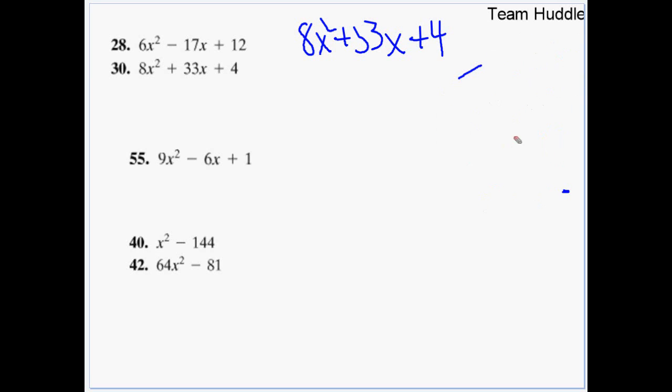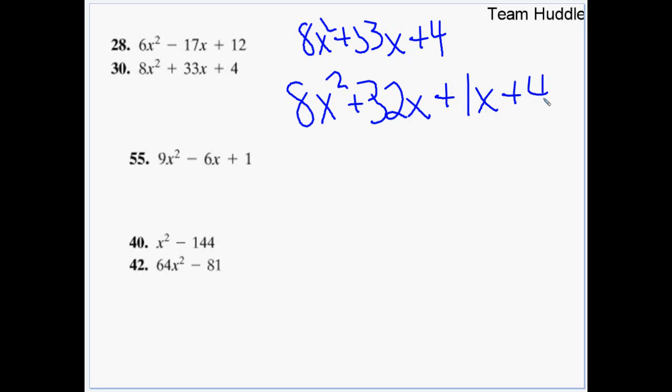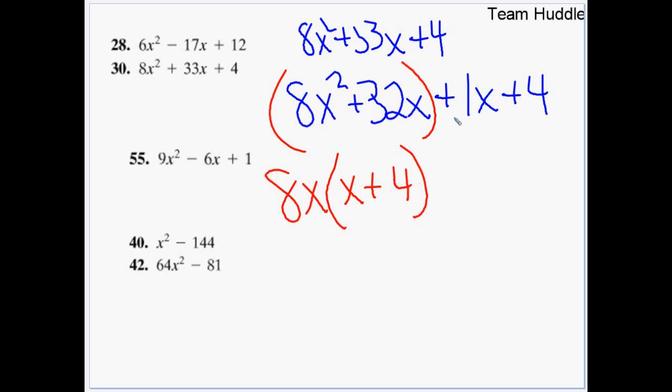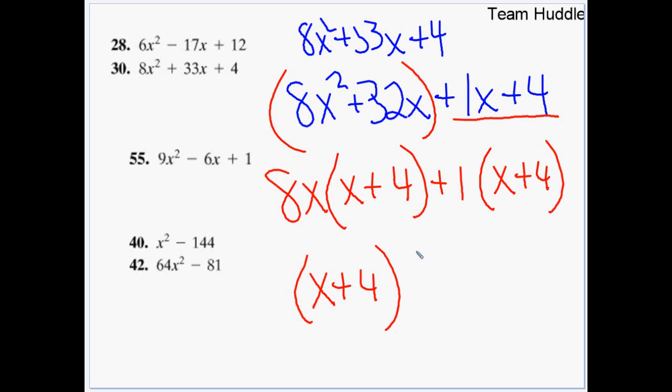So since this 8 is first, I'm probably going to want to pair it up with the 32x. 8x squared plus 32x, and then I have my plus 1x and plus 4. Because 8 and 32 have that common factor, that's why I put the 32 first. So we can factor out an 8x, leaving x plus 4. And then here is the term x plus 4. So we're kind of going to pull out a 1 and put it outside, just as a placeholder. And then we can combine our factors. We got our x plus 4 factor and our 8x plus 1 factor. And there's our answer.